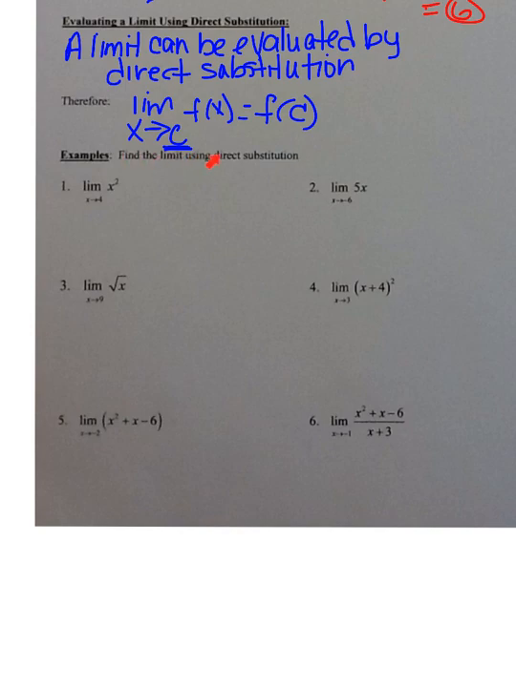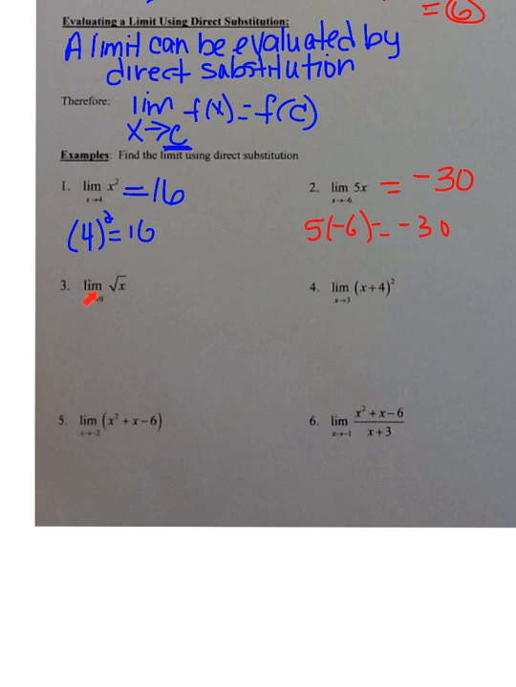All right, so number 1, the examples. It says to find the limit using direct substitution. Number 1 is find the limit as x approaches 4 of x squared. So we're plugging in 4 for the x. So we have 4 squared, which is 16. So the limit as x approaches 4 of x squared is equal to 16. Number 2, the limit as x approaches negative 6 of 5x. So we have 5 times negative 6, which is negative 30. So the limit is negative 30.